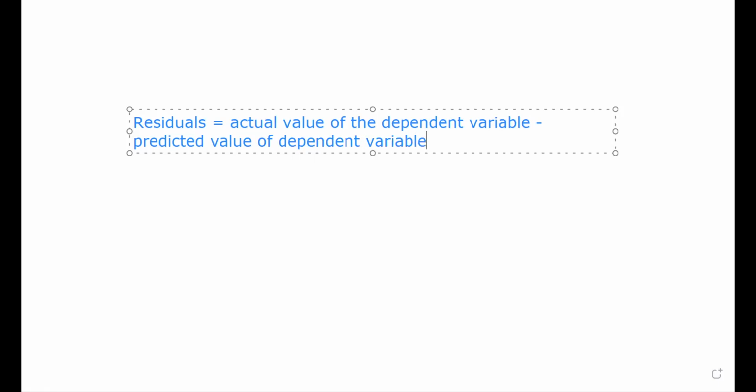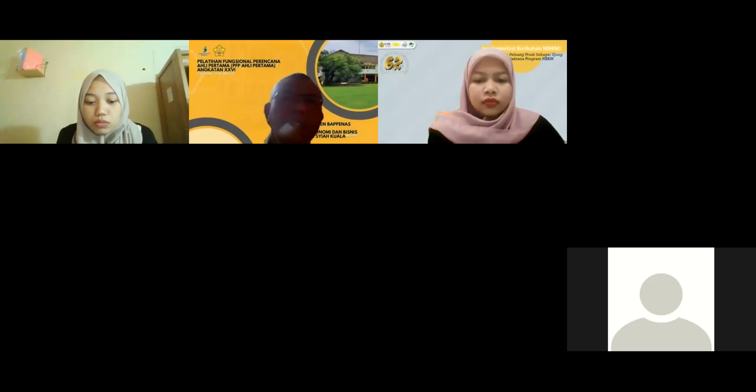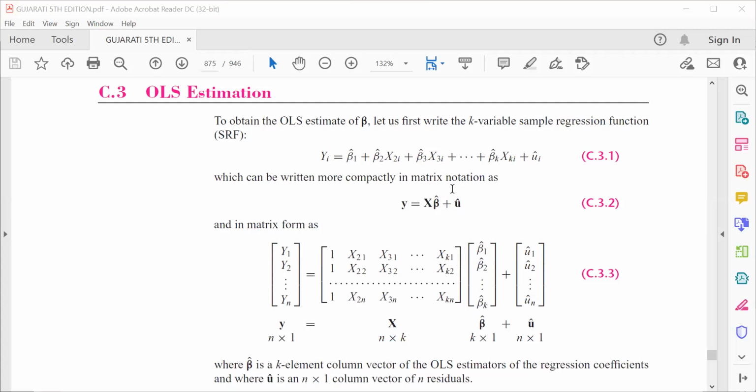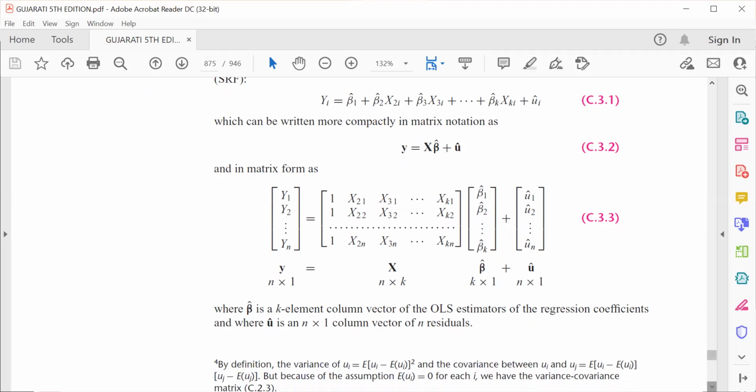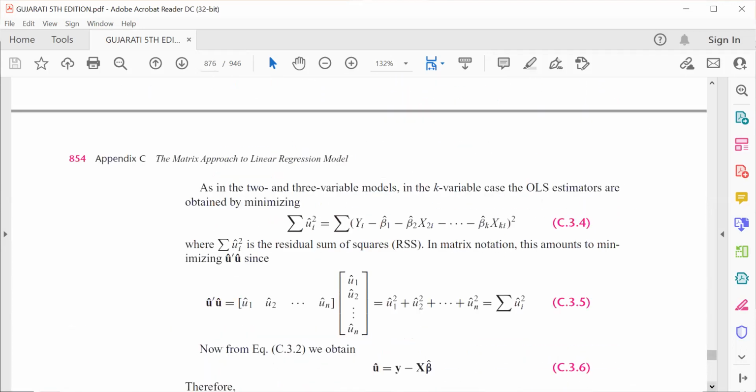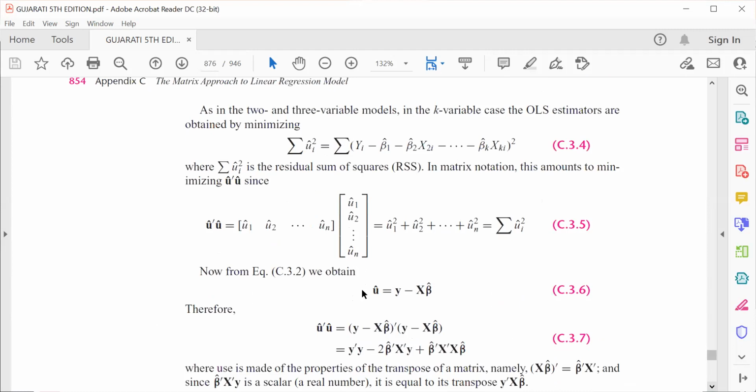This is a residual. In terms of matrix notation, we can write it down like this. We have this estimated equation, and then we calculate the residual, the difference between the real value and the predicted value. We get this one. This one is the residual. Residual is the difference between the real value and the expected, predicted value.